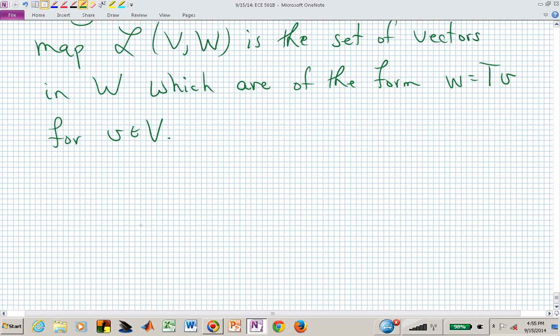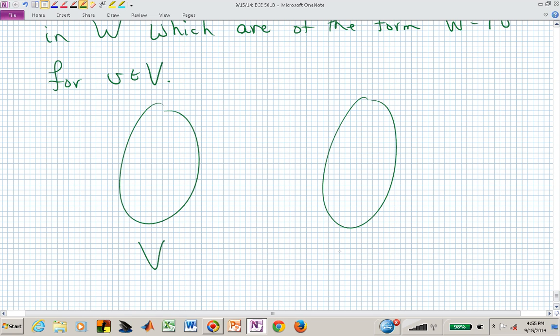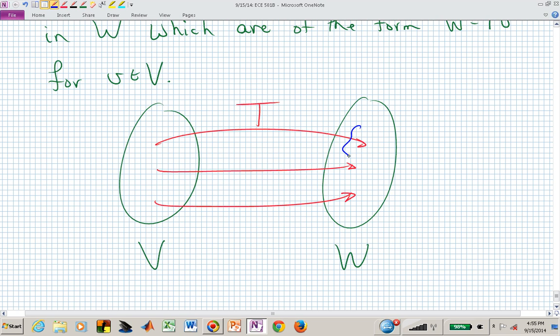In a diagram, now what we're saying is if we map from V through the linear map T, then where we arrive in our codomain, or where we can get to in our codomain, we will refer to as the range of T.